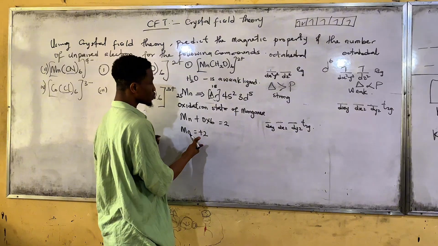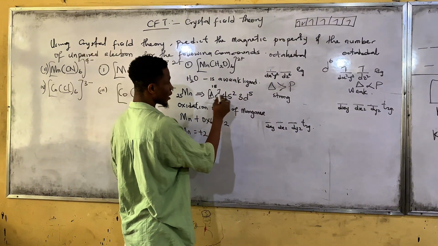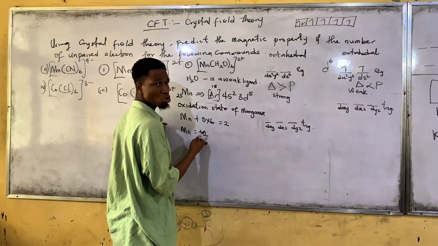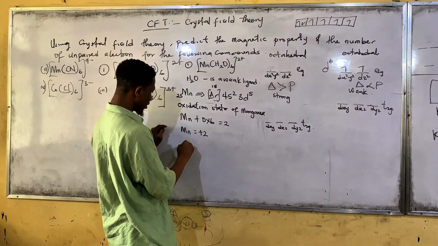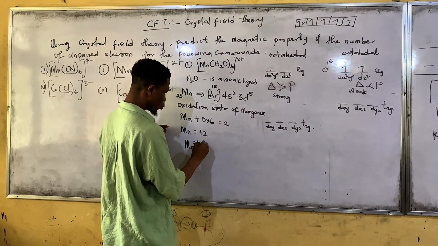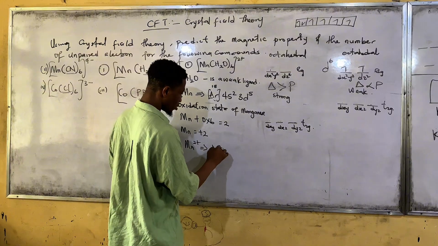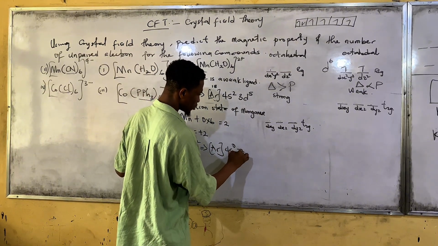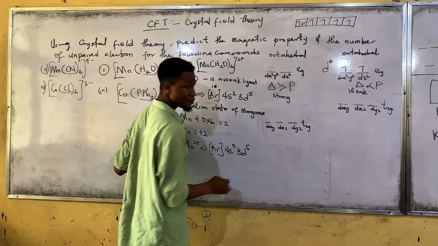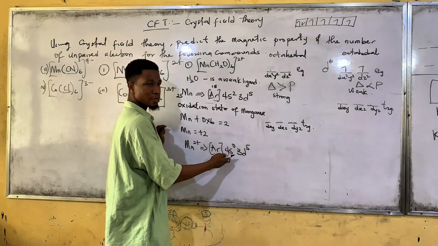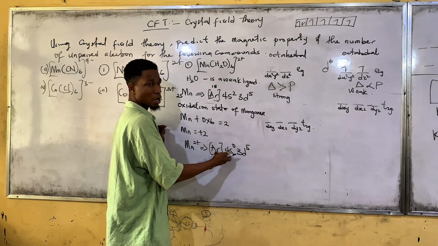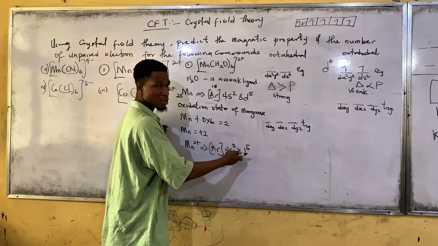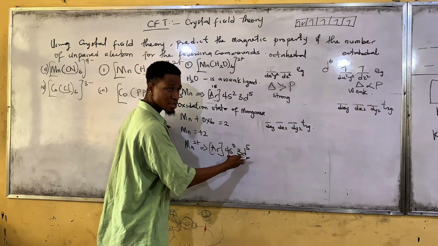If Mn is plus 2, and before we had argon 4s2 3d5, plus 2 means that it should lose 2 electrons. So Mn2+ will now become argon 4s0 3d5. Why are we losing from here? Because this one is 4. You lose from 4 before you lose from 3.